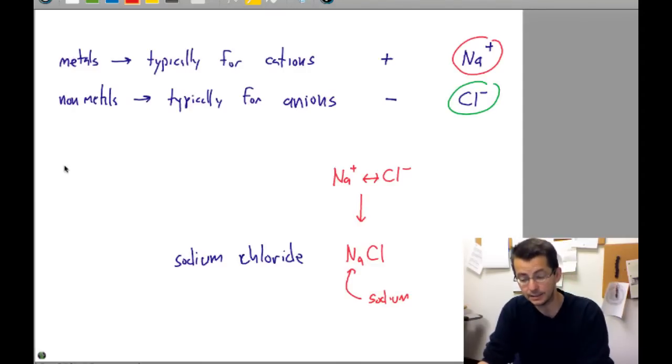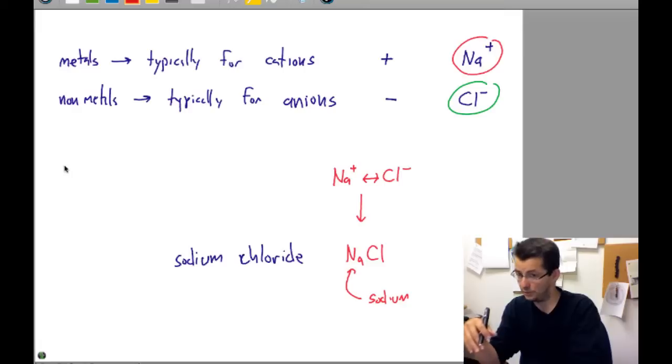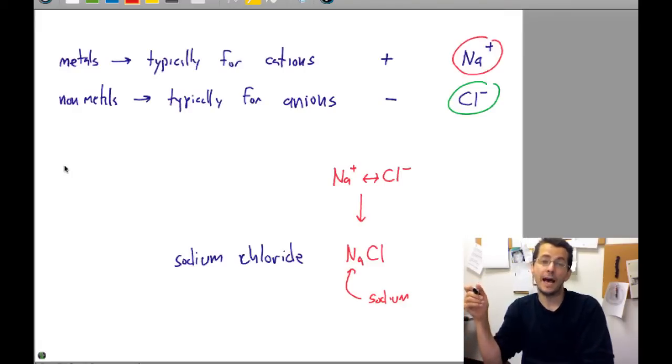The anion, so the cations are always named first. How do we know this is the cation? Well, it's the metal. The metals typically form the positively charged species, typically form the cations. So we know that this is a metal. Therefore, we can use that as a gauge for whether or not it's the cation or the anion.